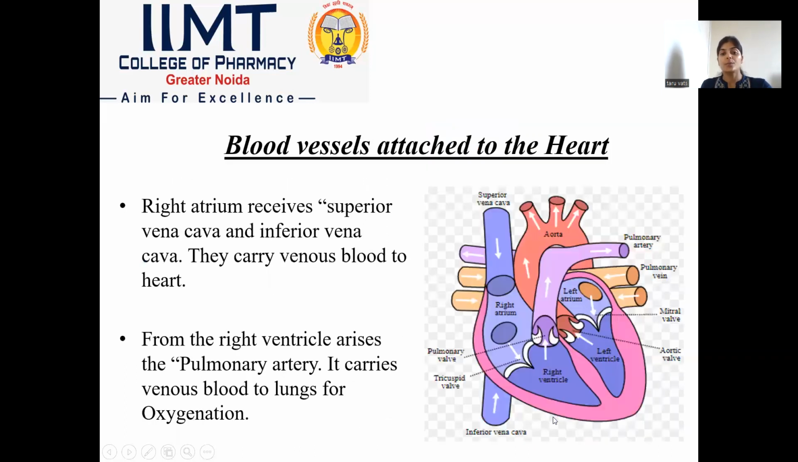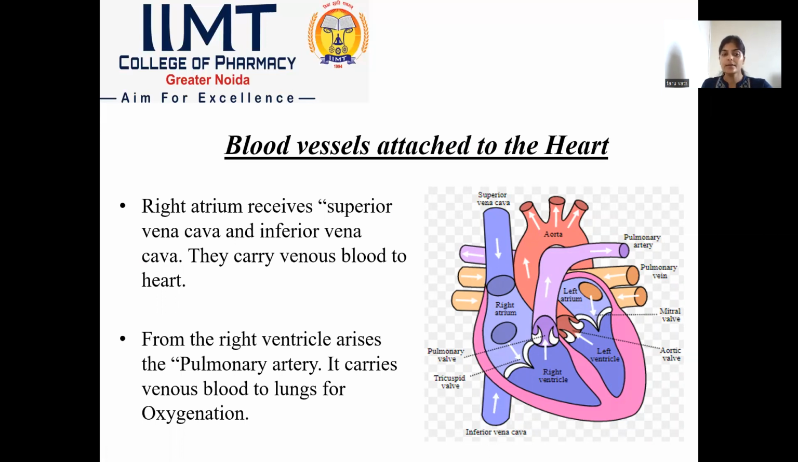Moving to the next slide, blood vessels attached to the heart. The right atrium receives the superior vena cava and inferior vena cava. This is the superior vena cava and inferior vena cava. So, the right atrium receives these 2 vena cava and they carry deoxygenated blood to the heart. From the right ventricle, the pulmonary artery arises. This is the right ventricle chamber, and from here the pulmonary artery arises. It carries venous blood to the lungs for oxygenation or for purification of blood.